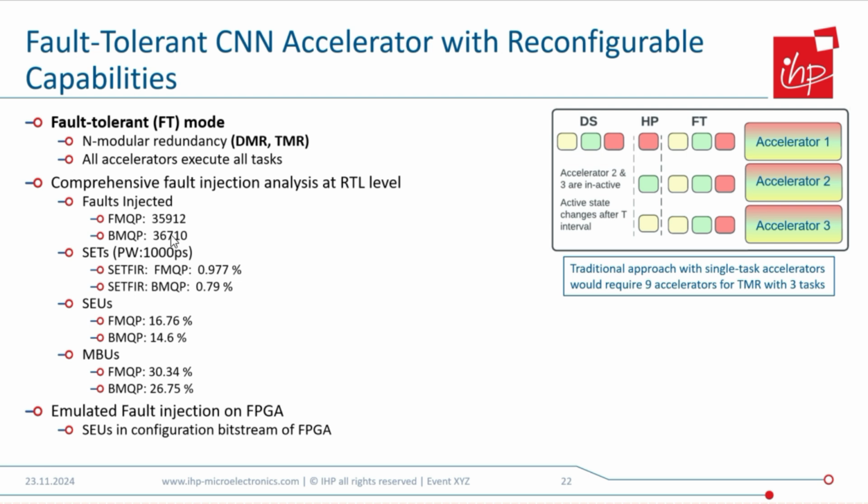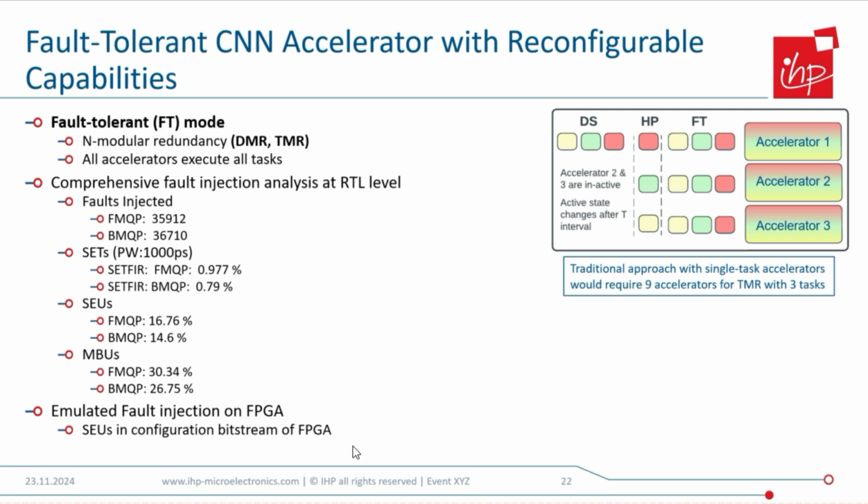26.75% in branch model. These are the results for faults that will lead to the output for a single accelerator, because we are trying to understand the vulnerability of one single accelerator. But in DMR configuration, if you use two accelerators, you will be able to detect all of these faults. And with TMR configuration with three accelerators, we will be able to also correct all of these faults. If the percentage is higher for multi-bit upsets, it can still be corrected by TMR configuration.